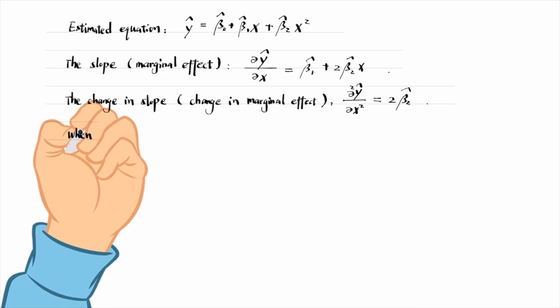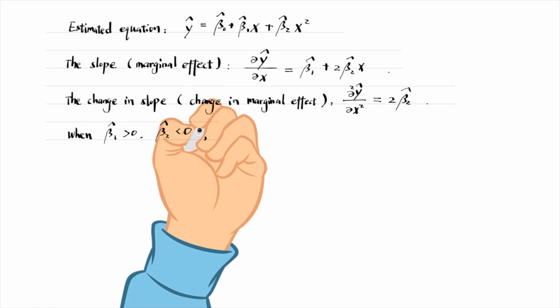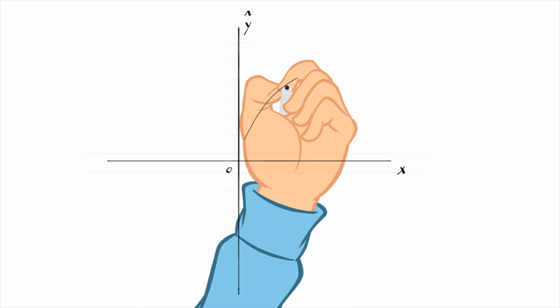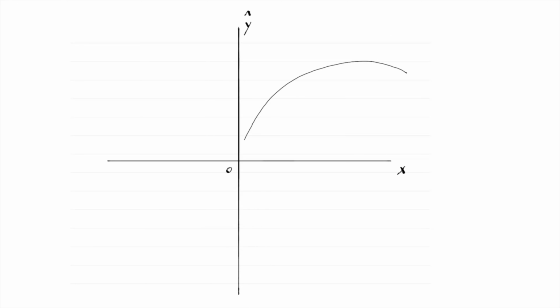Next, we will focus on the case in which beta 1 hat is positive and beta 2 hat is negative. That is the case we usually see in econometric research. In this case, the fitted curve bends downwards, and the marginal effect or the slope of the curve is diminishing. The marginal effect of x on y becomes smaller and smaller.